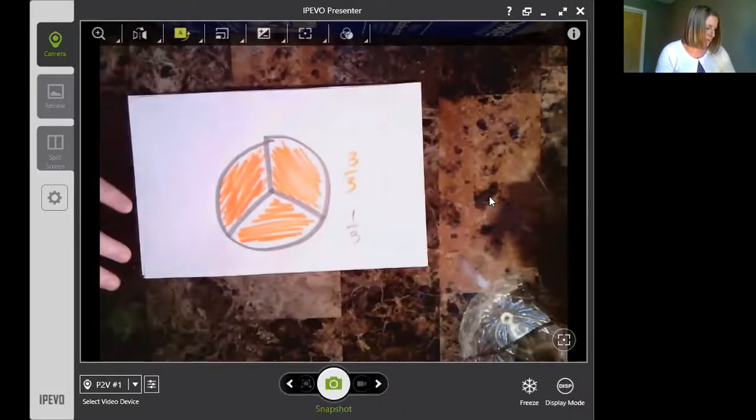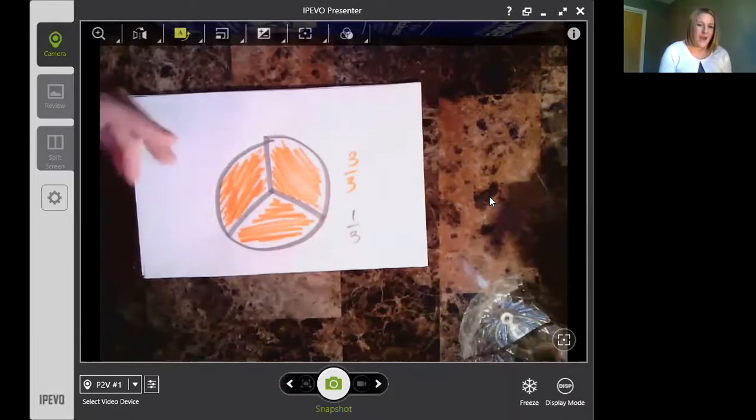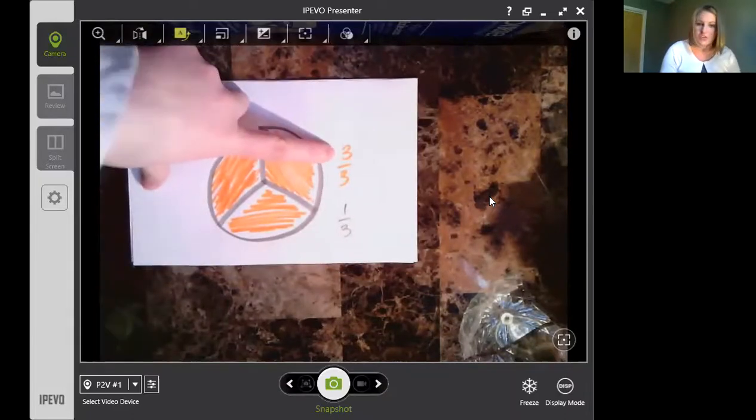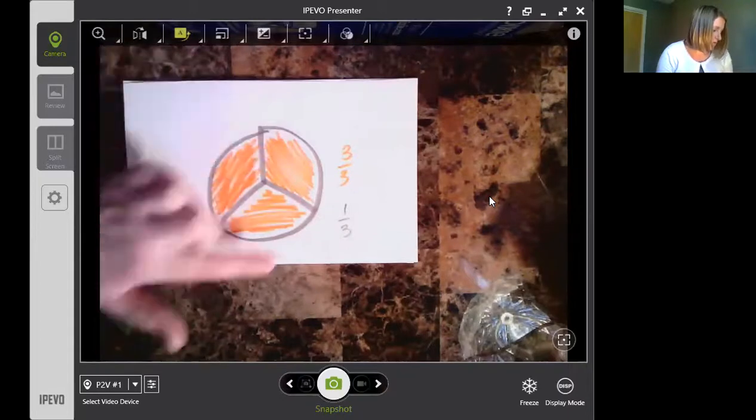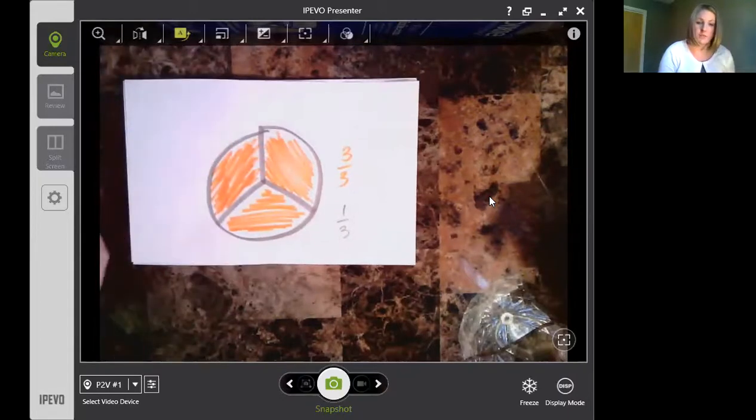So this one here is a whole. I have 3/3 or 1 whole shaded. And the unit fraction, even though it's all shaded, is still 1/3 because each piece is called 1/3.